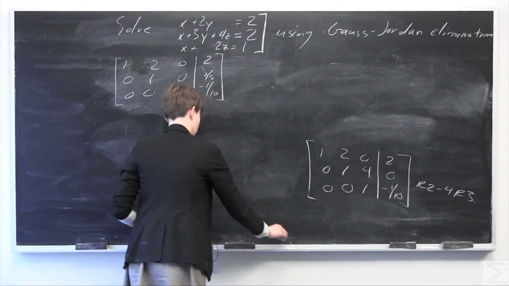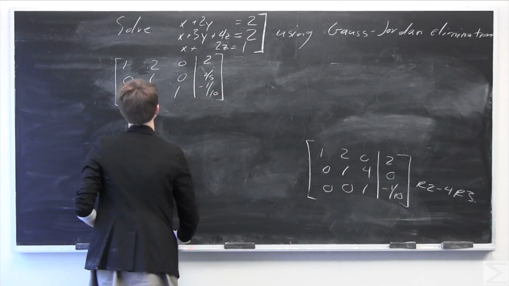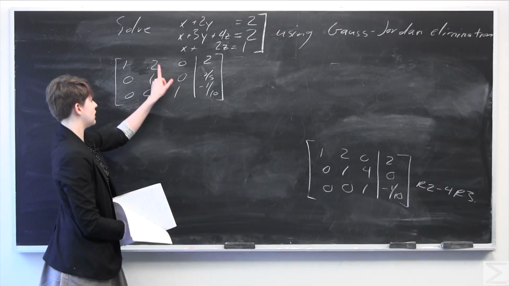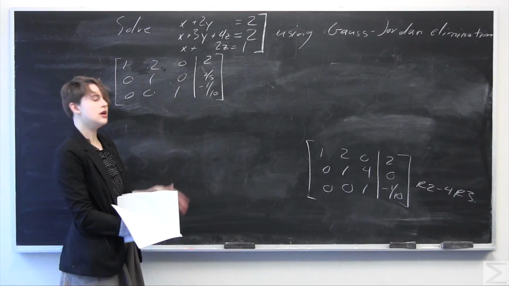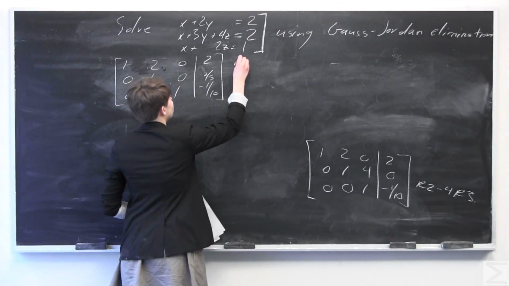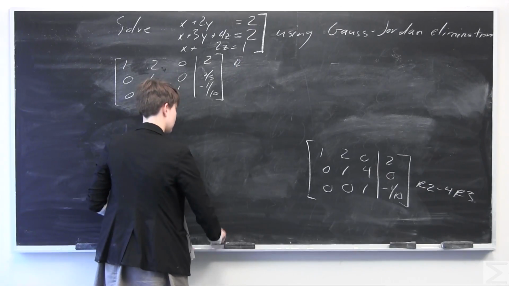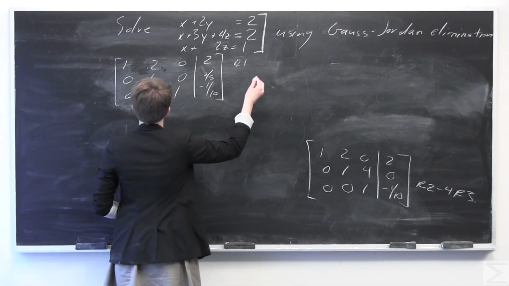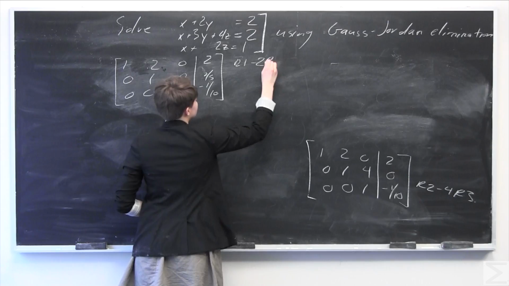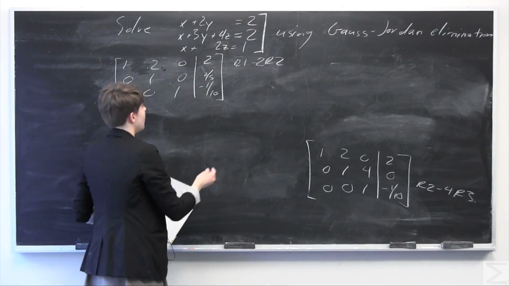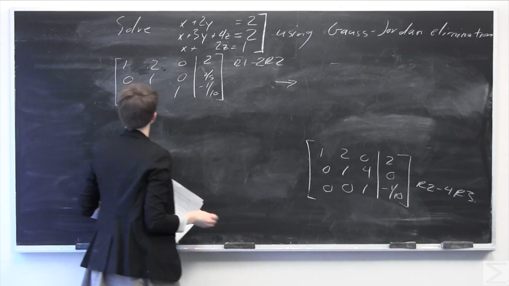We just need to do one more row here, the first row. So we need to take care of this 2 here. So we're going to replace row 1 with row 1 minus 2 times row 2. Okay, so that is going to give us here.